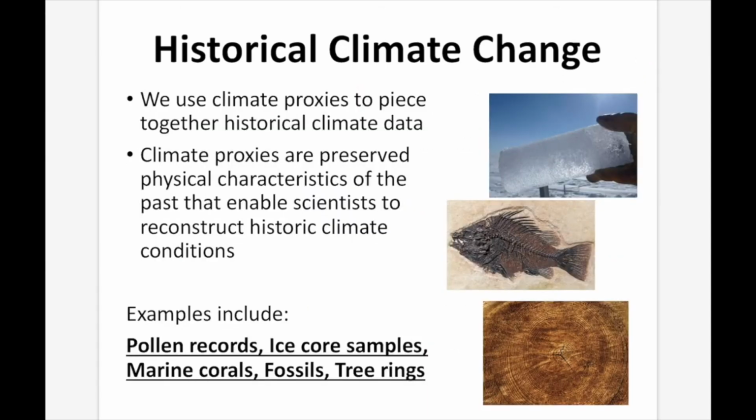Historical climate change. We use climate proxies to piece together historical climate data. Climate proxies are preserved physical characteristics of the past that enable scientists to reconstruct historical climate conditions. Things like pollen records, ice core samples, marine coral, fossils, tree rings. These are all things that give us a good indication of what the climate was like in the past.